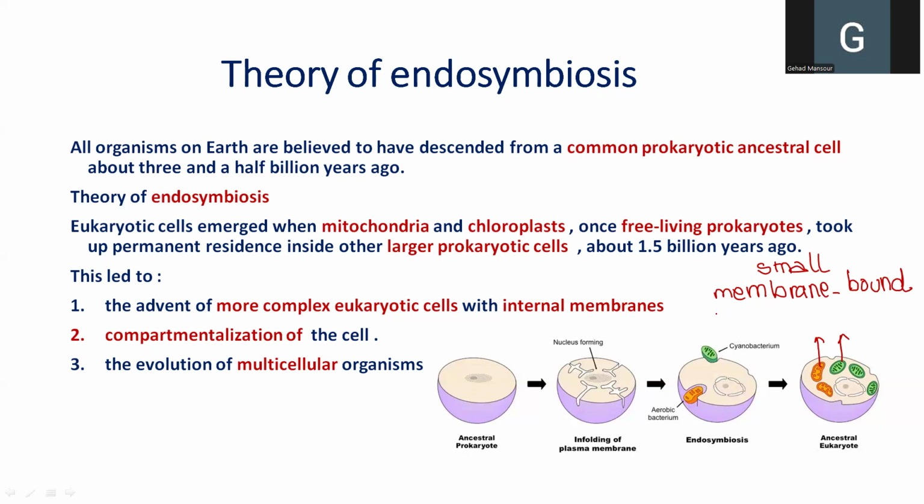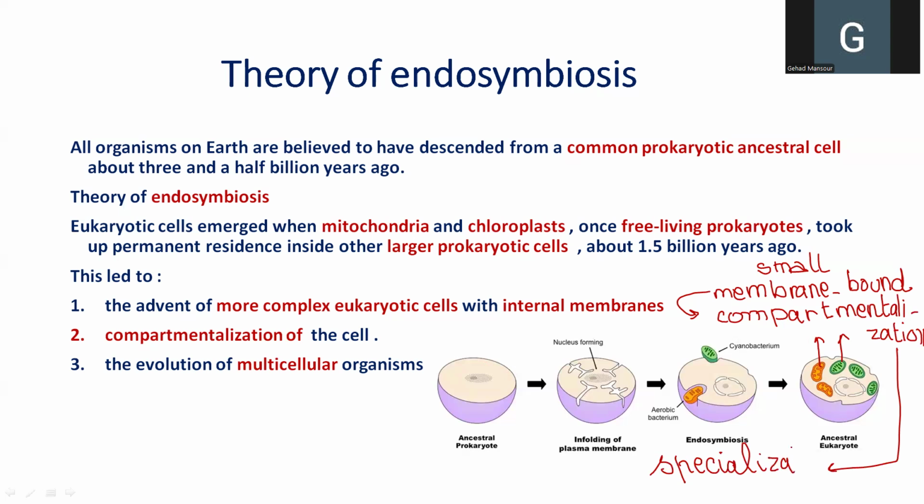Number three, they help specialization through compartmentalization, because every small membrane-bound structure is surrounded by a membrane and represents a small different compartment. So this is what we call compartmentalization. And this compartmentalization actually helps specialization, because each of these minute structures, or each of these compartments, will have a specific function. For example, the green ones having the green pigment will be specialized in photosynthesis. The ones that we see here, orange-brown, will be specialized in energy production.